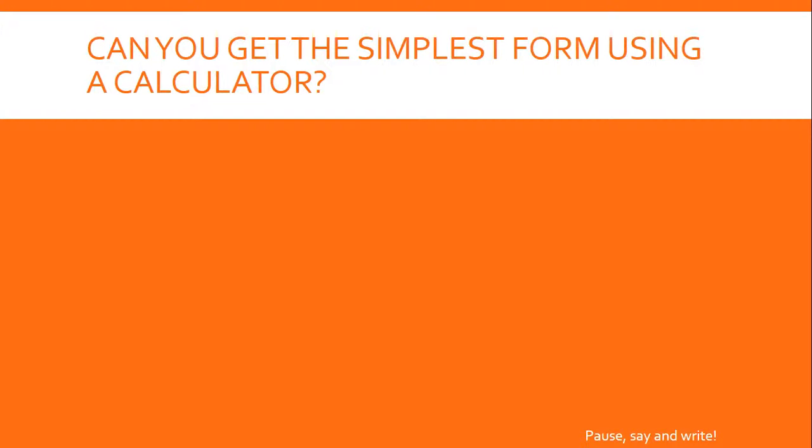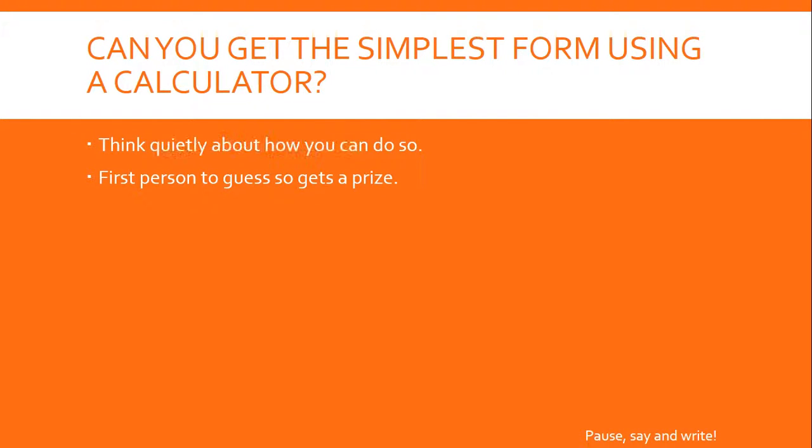Can you get the simplest form of a ratio using a calculator? First person to guess the way on how to do so gets a prize. And the prize will be revealed later. Think quietly about how you can do so.